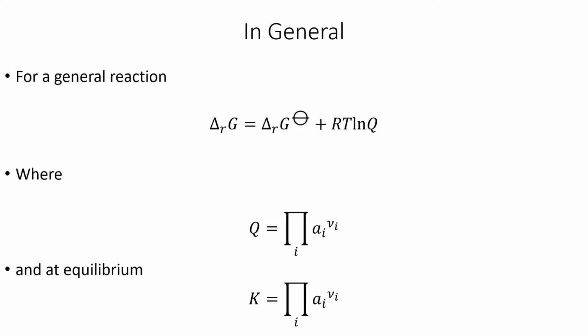Alright, now what we had before was an example, which was for acetic acid, but you can make this equation general for any reaction you choose to inspect. Delta Rg equals delta Rg standard plus RT log Q, where Q is equal to this funny function. That letter that you see there is capital pi, as in the letter pi in the Greek alphabet. Capital Pi over i of a_i to the power of the stoichiometric parameter. And at equilibrium, that Q becomes a K.